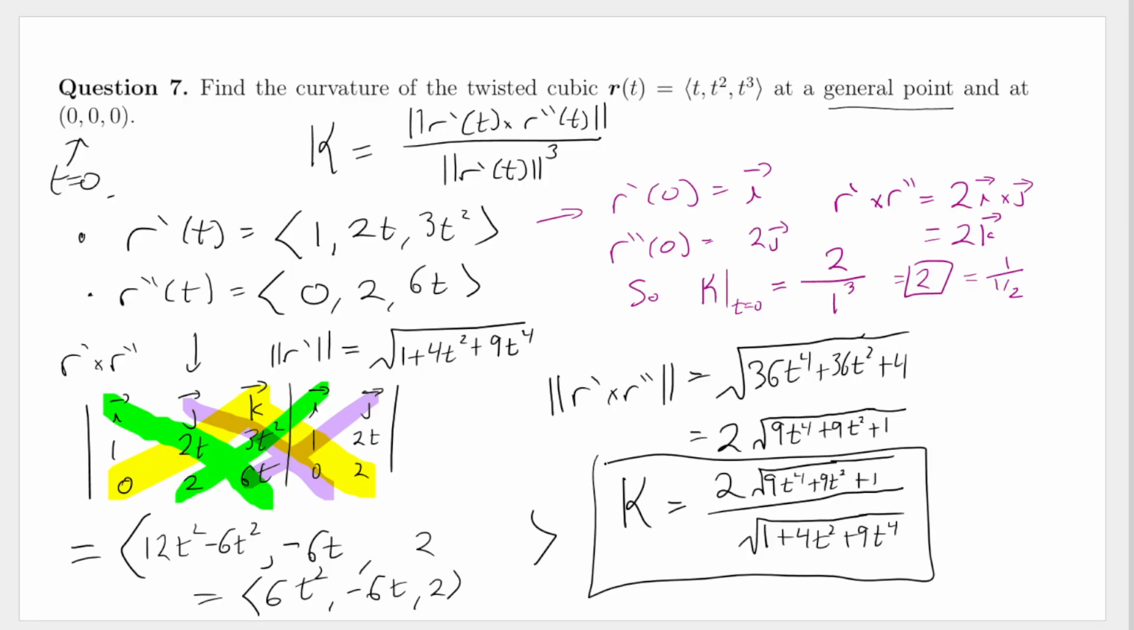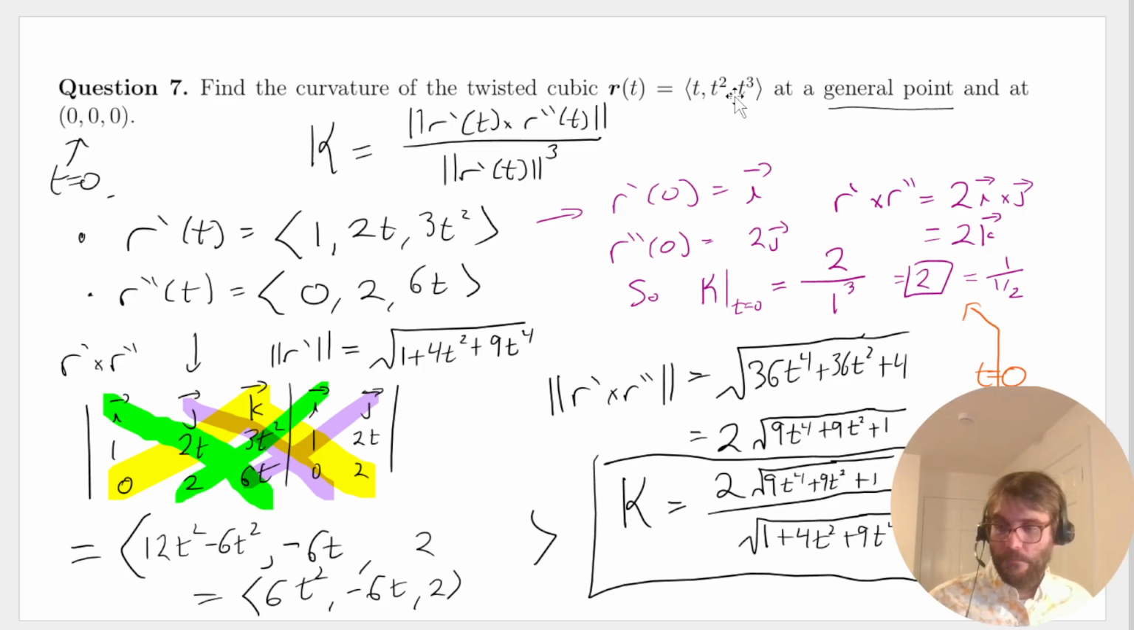It's lovely. If you plug in t equals 0, you get 2, which is what we'd expect. The advantage of this bottom formula is that it lets you plug in any time you want. So you can plug in t equals 1 and find the curvature of the twisted cubic at the point 1, 1, 1. You can find the curvature anywhere.